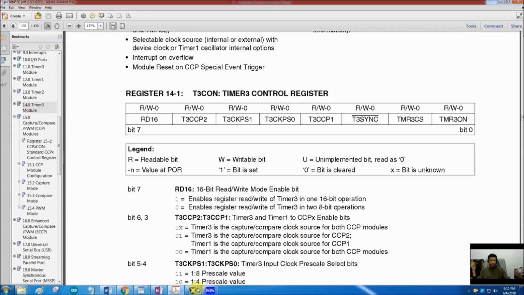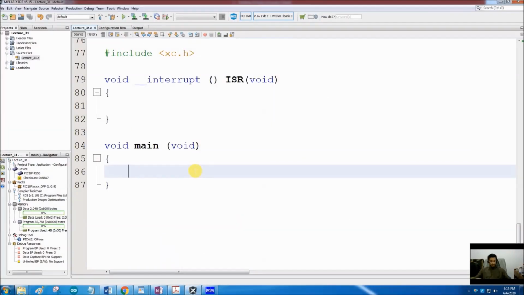So let's start writing the program that will make things more clear. I will start with a blank program, and I will also use the CCP interrupt in this case. CCP is a peripheral, and it also has an interrupt associated with it, and we are going to use the interrupt only for the capture mode, not the compare mode. Why? We are going to discuss it soon.